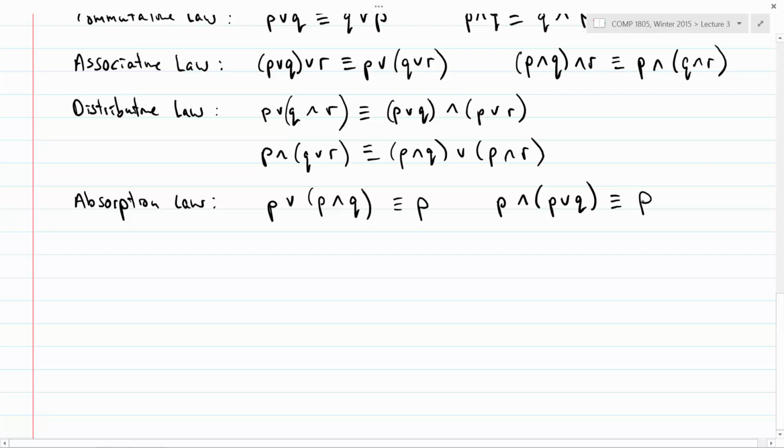Okay. Why are these true? Where are these coming from? Does anyone see? Because either way you get a P. How do you see that though? Where's that coming from? Yeah?